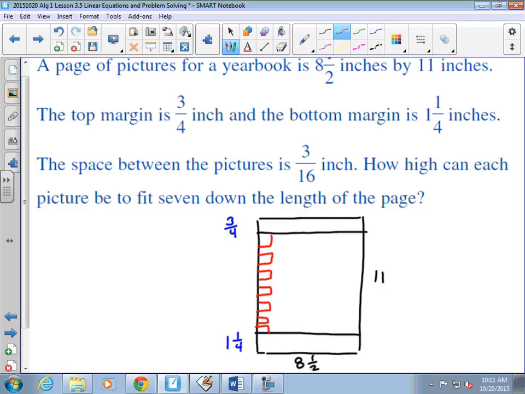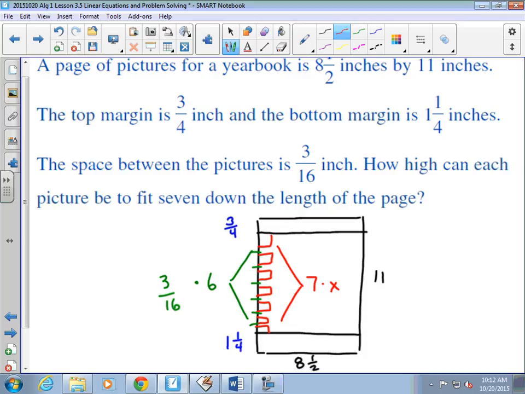It tells you the space between each of the pictures, though. So each one of these spaces here, this one, this one, this one, this one, this one, and this one, all together, there are 6 of them. The space between each of those pictures is 3/16. And again, there are 6 of them. What do we know about the height of the pictures? Do we know how much it is? No. So how do we represent something we don't know how much it is? X. So we know that we have 7 of them, and it's times an unknown amount.